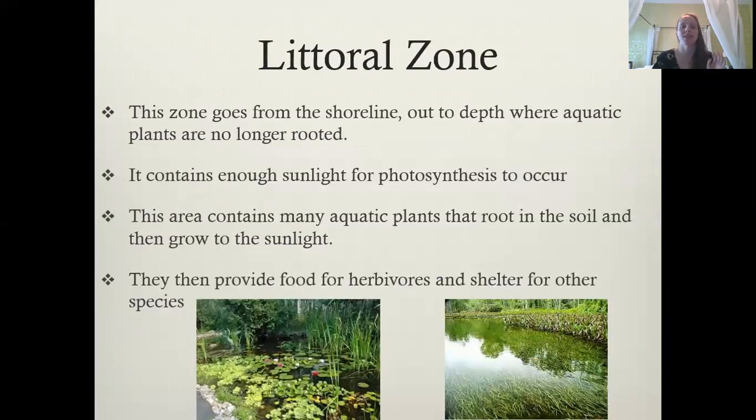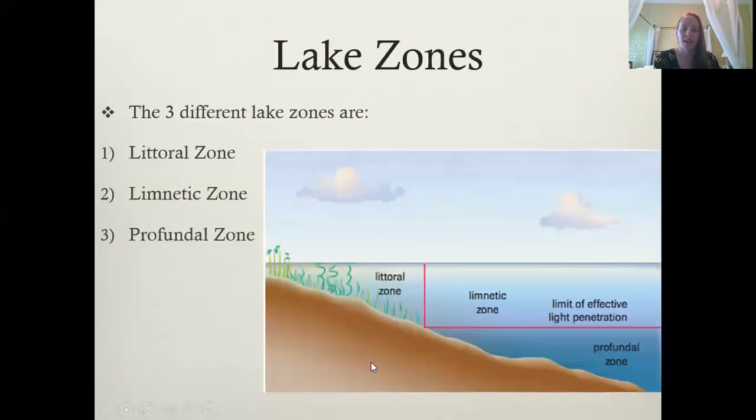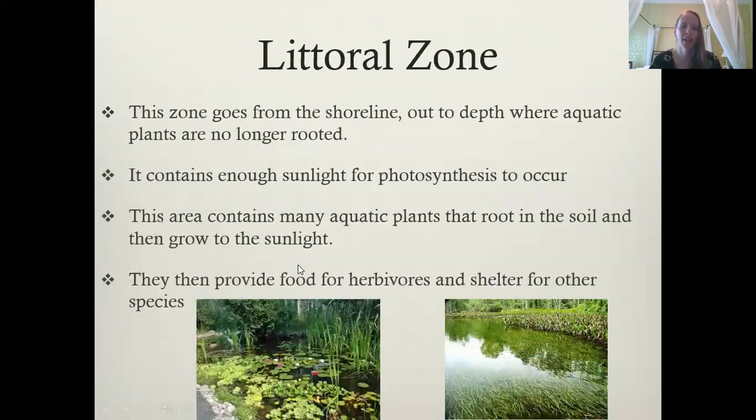So the littoral zone is the zone that goes from the shoreline out to a depth where aquatic plants are no longer rooted. So if we look at our diagram, the littoral zone goes all the way out until we no longer have any aquatic plants that are rooted to the lake bed. This is kind of characterized by having enough sunlight for photosynthesis to occur, and that's why those aquatic plants can live there. So it does contain a lot of aquatic plants, and then that provides food for different herbivores. It provides shelter for different fish species and stuff like that.